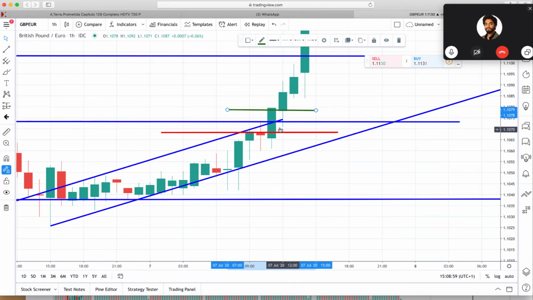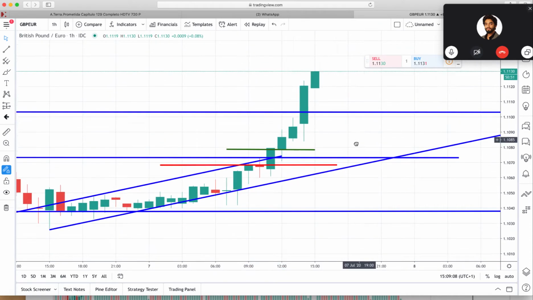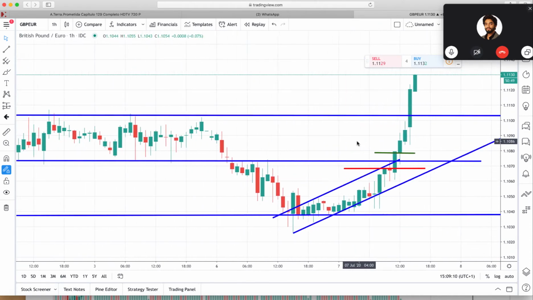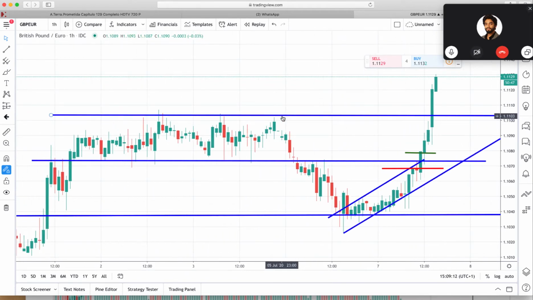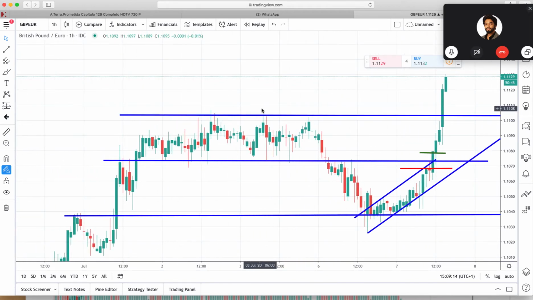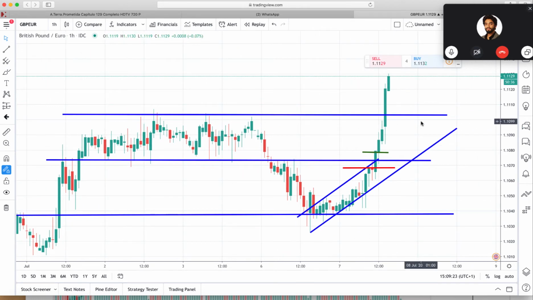So if you have 10 pounds to lose on this trade, you probably could have made at least 25 pounds here. Obviously your target would be at this level, because on the 1 hour time frame, which is a good time frame to look at, you can see the market has been rejected at this level several times, and of course your target will be at this level here.